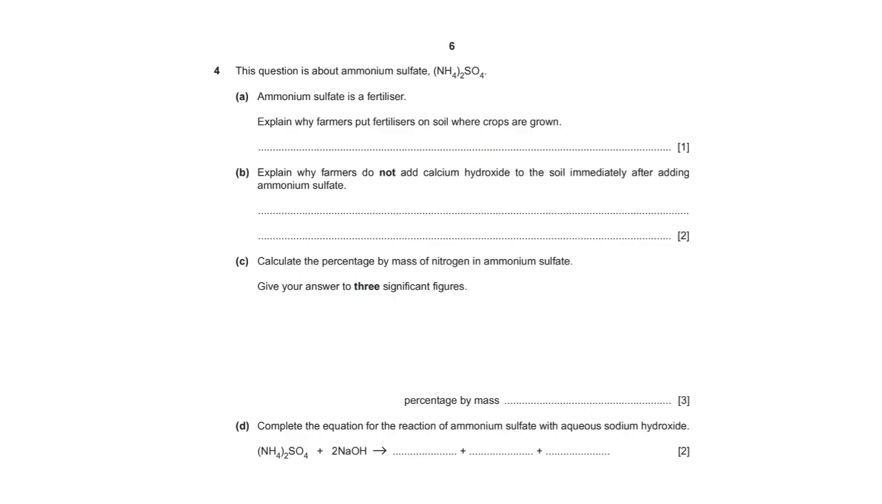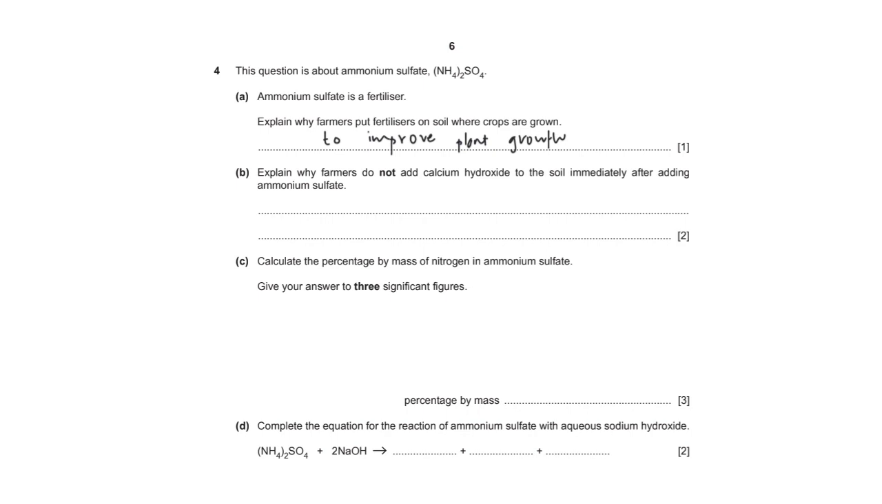Okay, so this question is about ammonium sulfate. Ammonium sulfate is a fertilizer. Explain why farmers put fertilizers on soil when crops are grown. Obviously, they are added to improve the yield of crops or to add nutrients, to improve plant growth, whatever fits your fancy, you can write it here.